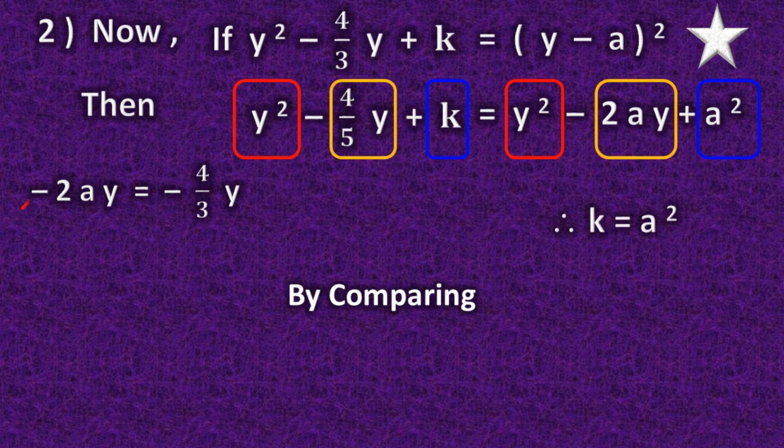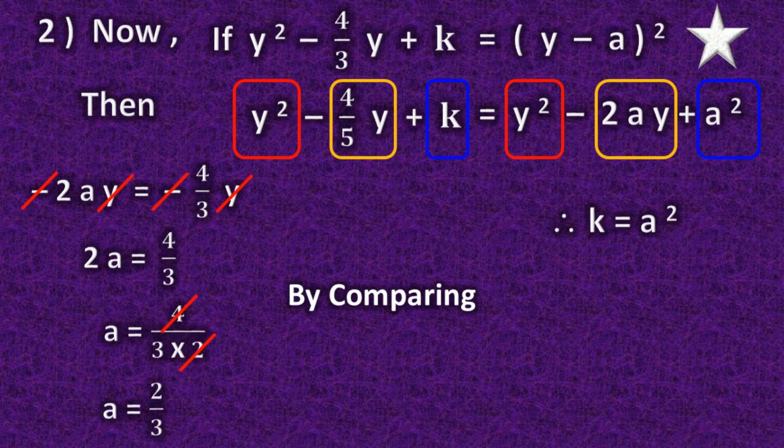Let's solve the first part. Minus will get cancelled with minus. y will get cancelled with y. We are remaining with 2a is equal to 4 upon 3. 2 transferred to the other side will get divided. Now cancel 4 by 2. If you cancel 4 by 2, you will get 2 upside. So upside you will get 2 and downside 3. That means a is 2 upon 3.